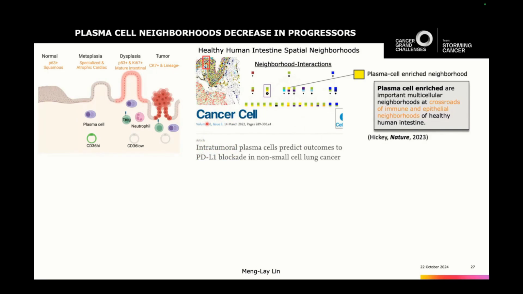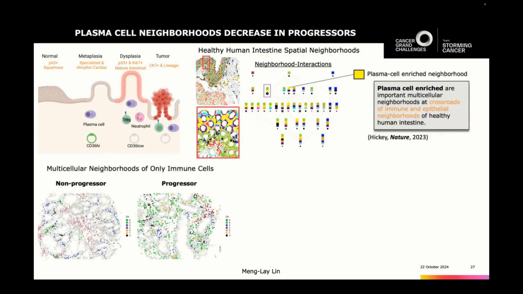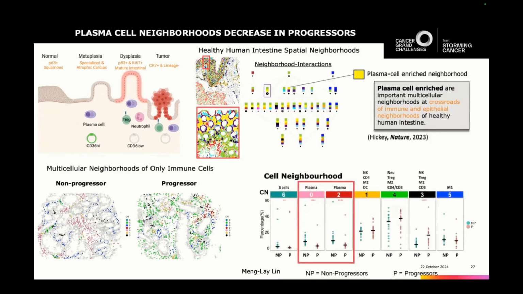metaplasia. And what's interesting about these plasma cells, recently there have been a lot of papers that have come out to suggest that plasma cells predict outcomes in immunotherapy, while immunotherapy was traditionally thought to be a T cell target. And so we looked within our non-progressor and progressor data sets for these plasma cell neighborhoods as well. And what we find is that there are higher amounts of these plasma cell neighborhoods in non-progressors as compared to progressors, further suggesting there's some protective role of having plasma cells within these chronically inflamed tissues.